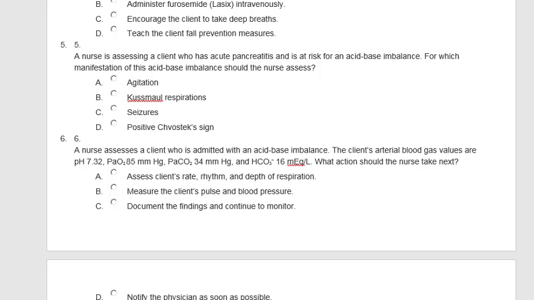Number 7, a nurse caring for a client who has the following ABGs. 7.12, acidotic. PaO2 of 56. Guys, that's super low. Okay? Just keep that in mind. 80 to 100 is normal. CO2 of 65. Okay, 35 to 45 is normal. This guy's got lots of extra CO2 on board. And a bicarb of 22. That's in normal range. Bicarb's not doing a thing. This is a respiratory acidosis. Which clinical situation should the nurse correlate with these values?